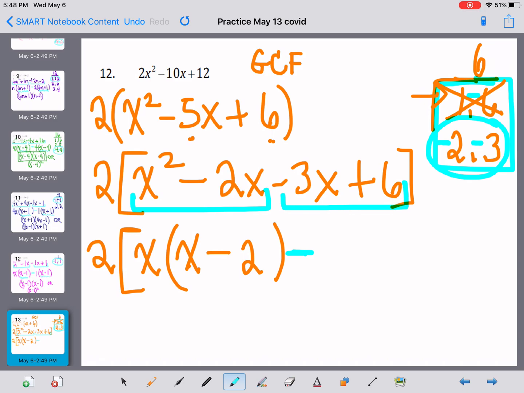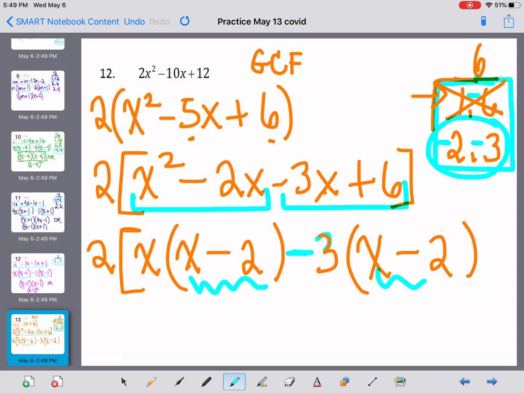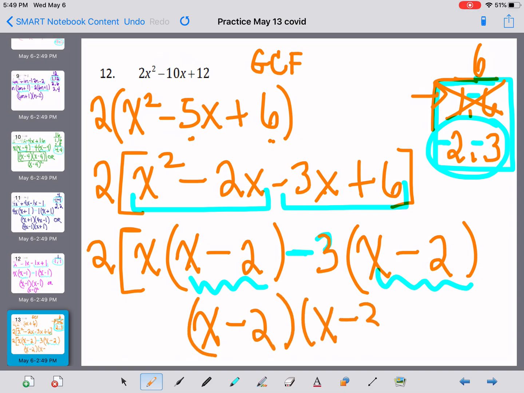Over here in our second group, 3 is the greatest common factor. Don't forget that sign, because negative 3x divided by negative 3 is positive x. Positive 6 divided by negative 3 is negative 2. And then we've got x minus 2 from our parentheses. We have x minus 3. And then what we did at the start is we factored out the greatest common factor of 2.